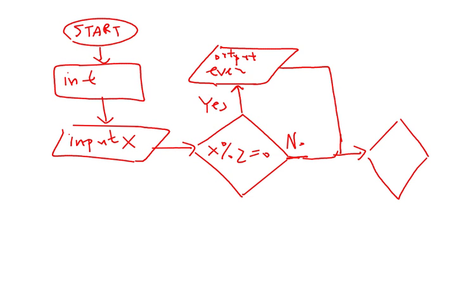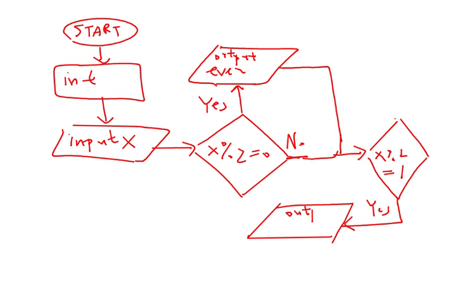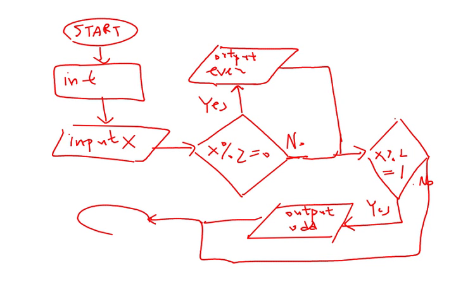Regardless of whether we used the output or not, we went and checked whether x modulus 2 was equal to 1. If it was, we output that it was odd. If it's not, that's no. Both of these end up being the end of the program. So that's the flowchart for that.